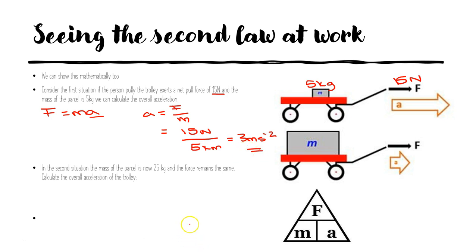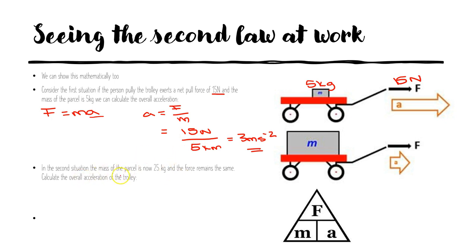So this means that for every second traveled, my speed is going to increase by 3 meters per second. So after the first second, I'll be traveling at 3 meters per second. After 2 seconds, we'll be traveling at a faster speed again.